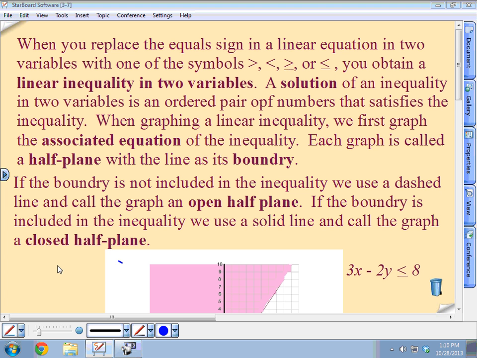And so just like a solution of an equality is an ordered pair, a solution of an inequality is an ordered pair of numbers that satisfies the inequality. When graphing a linear inequality, we first graph the associated equation of the inequality. So if you take the greater than or equal to, or less than or equal to sign out, and you replace it with an equal sign, that'll give you an equation that you can graph first. Each graph is called a half plane, with the line as the boundary of the half plane. So let's look at one of these.